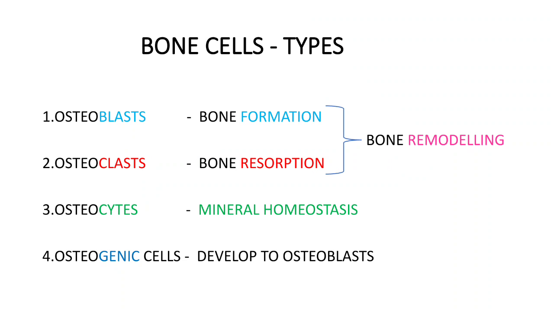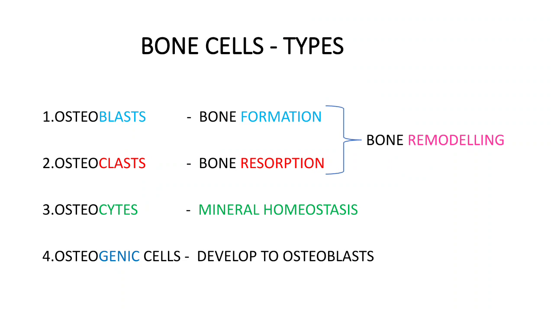Osteoblasts are concerned with bone formation. Osteoclasts are concerned with bone resorption or dissolving the bone. Osteocytes are mature osteoblasts. They are mechanosensors. They respond to mechanical stress by a small protein called sclerostin present in them and send signals of bone formation or bone resorption to the bone surface to modify their microenvironment and thus regulating the mineral homeostasis. Osteogenic cells develop into osteoblasts.